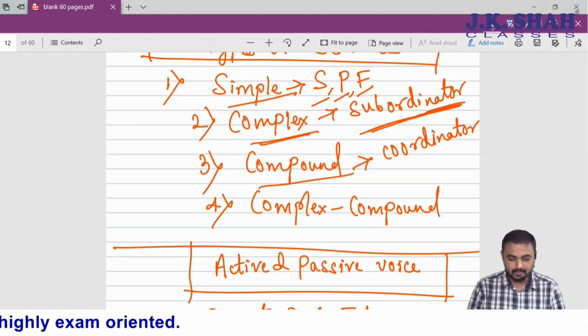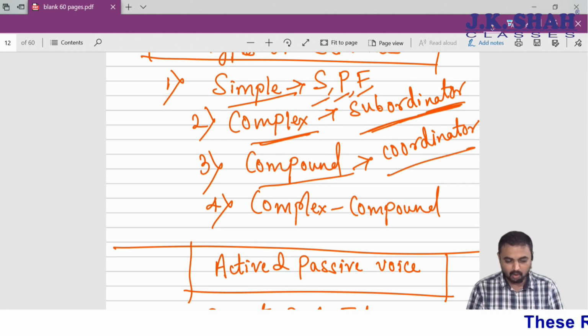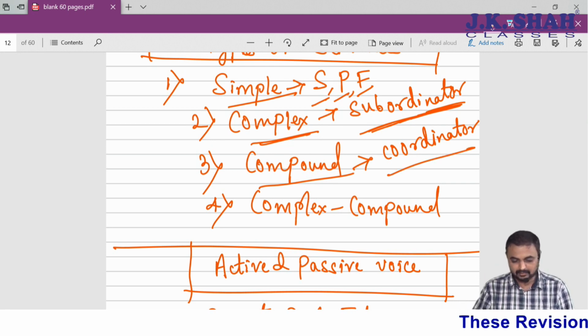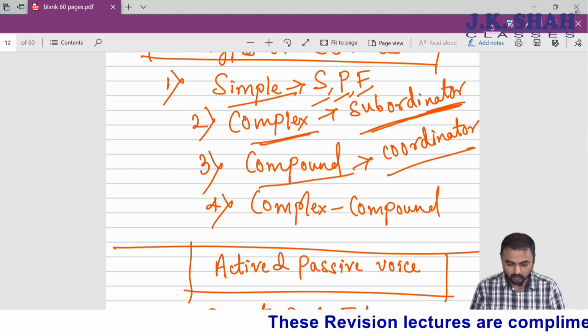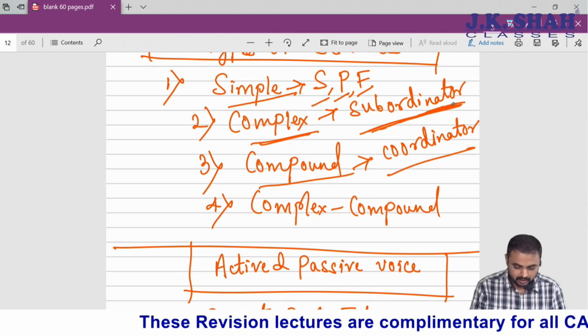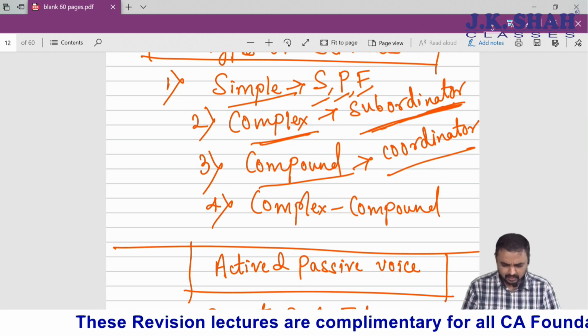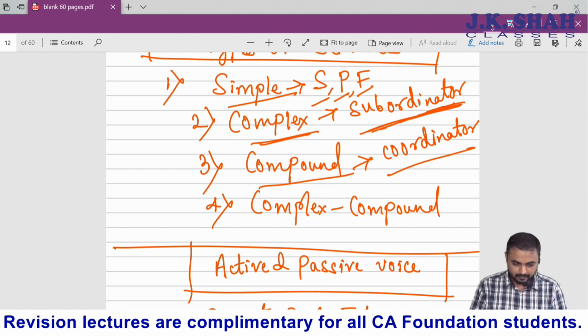Compound sentence. A compound sentence is made up of two or more independent clauses. It does not have a dependent clause and they are joined by coordinators. You know what subordinators and coordinators are. Coordinators, for example: and, but, or, not only but also, so, therefore, hence, etc. Subordinators: after, before, till, until, unless, etc.